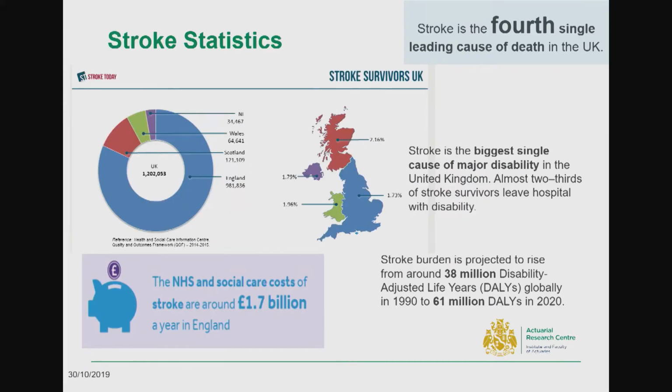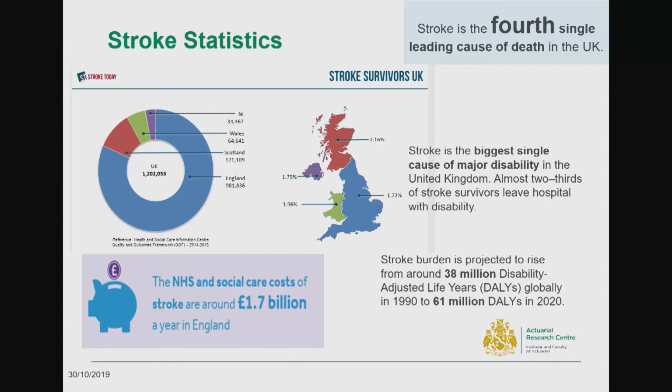All right, why is stroke an important medical condition to study? It's because it's the fourth leading cause of death in the United Kingdom, and it's the biggest cause of major disability. As per a report of 2015, it was estimated that almost 2% of the UK population are stroke survivors, which makes up around 1.2 million people.